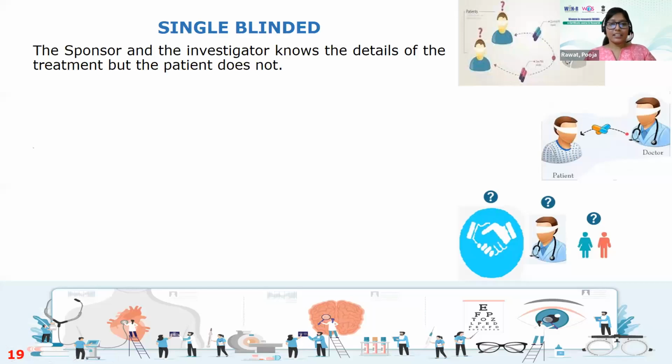A single blind study is one where the patient doesn't know which treatment is being given. The rest of the stakeholders will know. The investigator will know which treatment I'm giving to this patient and which treatment I'm giving to that patient, right? The sponsor also knows everything. Everybody knows except the patient, the end user, you can say.